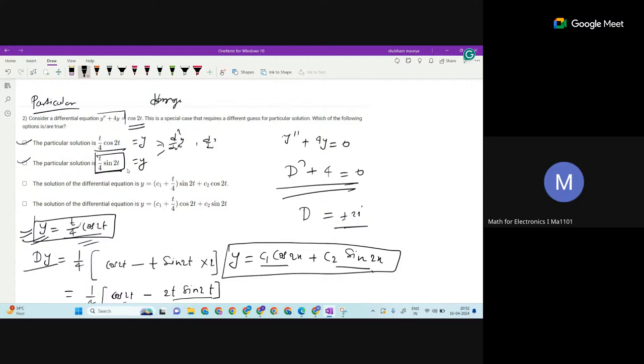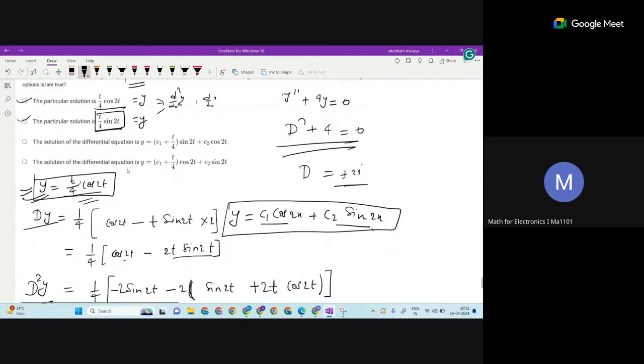And the general solution, which is not general, I mean to say the homogeneous solution, we already got this. So finally, the complete solution, or just solution. The solution of the differential equation is adding this and the particular solution, and you can match which is going to be the correct one.